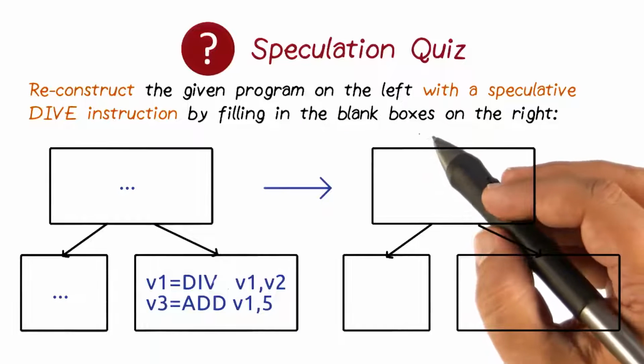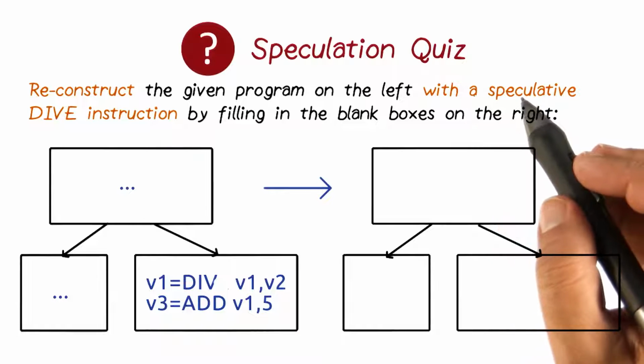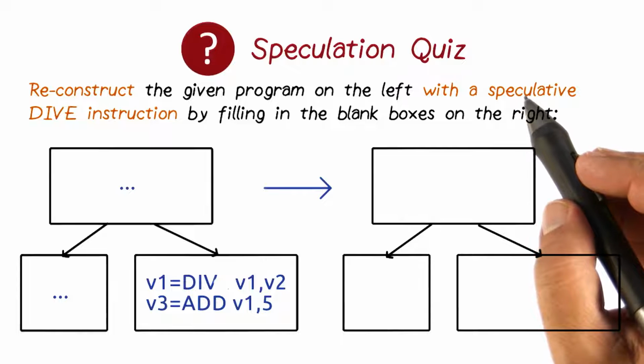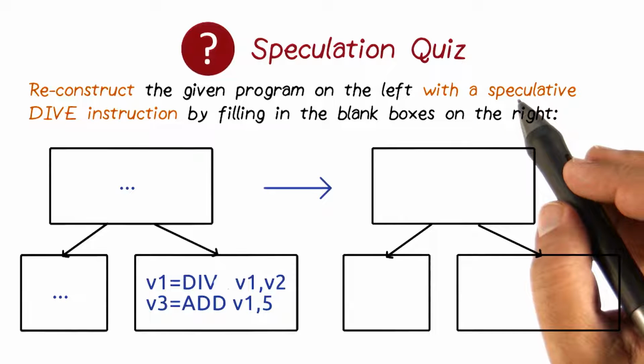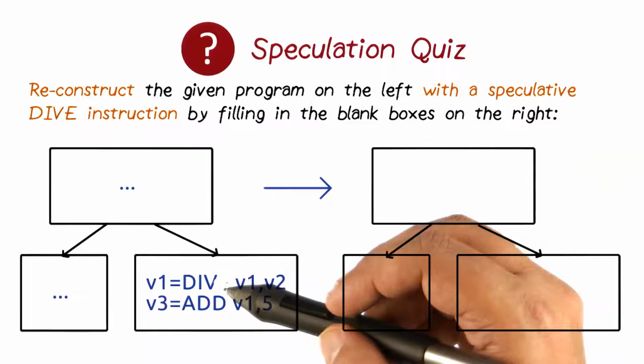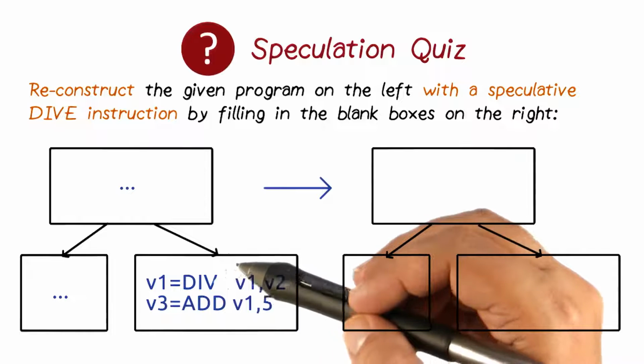So students, now let us take a quiz on speculation. We haven't done a quiz for a long time. Let us make sure we understand speculation properly, especially control and data speculation. Let me describe what is going on over here. We have these non-speculative instructions, div and add, sitting here.